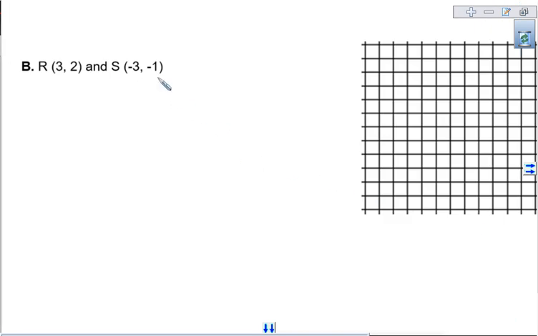Our next one, we're just given points, and we need to find the distance between them. So we need to put our x and y axes on our graph. And then we need to graph our coordinates. So R is at positive 3, 2. So we're going right 3 and up 2. Label that R. And S is at negative 3, negative 1, so going left 3 and down 1, that is S.